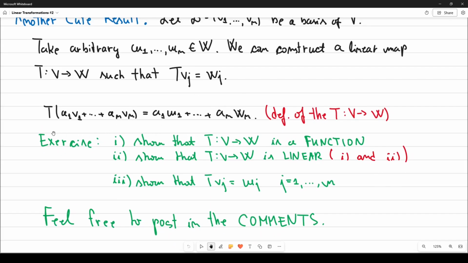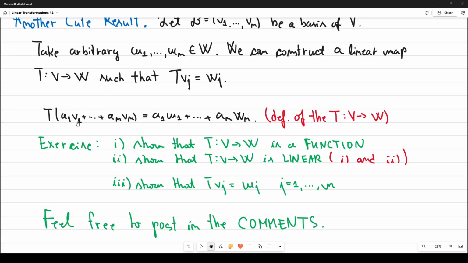Well, there's only really one way to do it. You have to define T this way. So if you take some vector v, again, it has a representation. So T of some arbitrary v, you define it to be this way. You keep the scalars in the linear combination of that vector the same, but you just change the basis vectors. So where there was v1, you put in w1, all the way to vn, you put in wn. So this is the definition, the construction of this linear map.